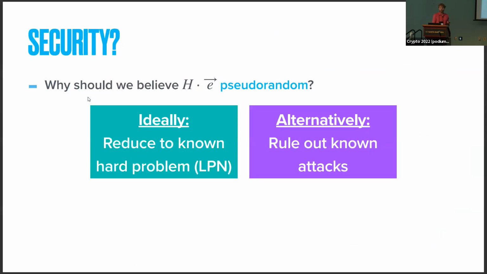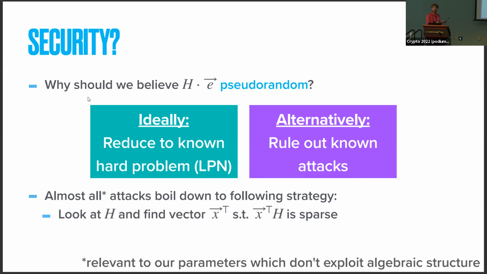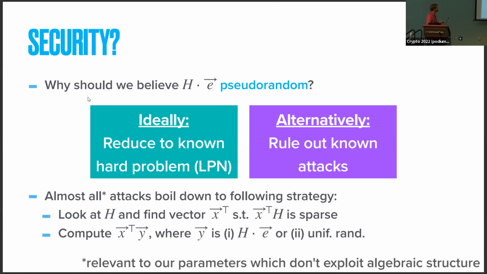Alternatively, what we do is, we can't necessarily reduce to this known hard problem, but we can rule out a broad class of attacks. I hope I don't say anything that offends anyone too much in this audience, but I believe that almost all of the attacks that would be relevant to the setup that we have boil down to the following strategy: you look for some row vector and left multiply it by your matrix H. Recall the matrix H is public, so your adversary can look at it and find what I'll call an attack vector X. Then when it's given a sample Y, which is either uniformly random or of the form H times E, it'll just compute this dot product.